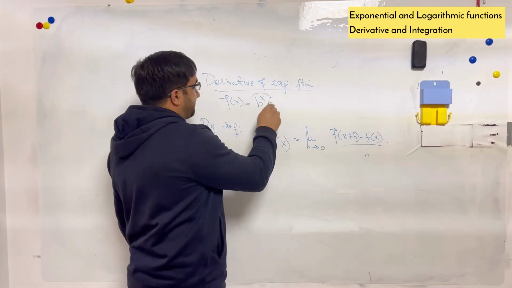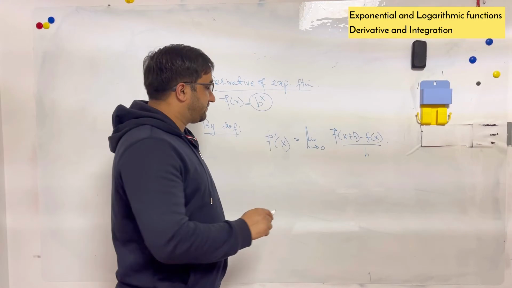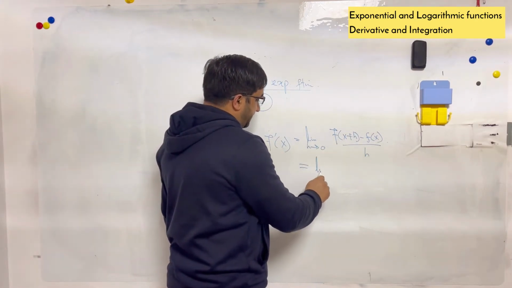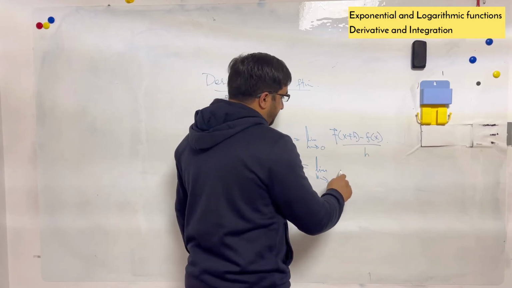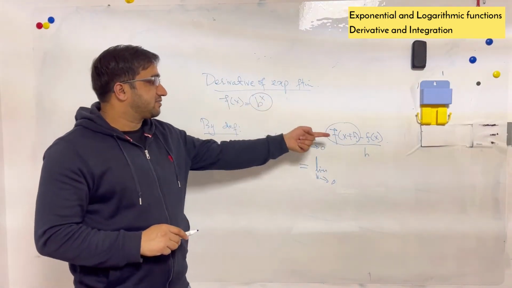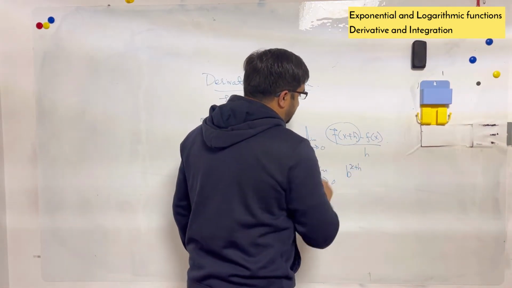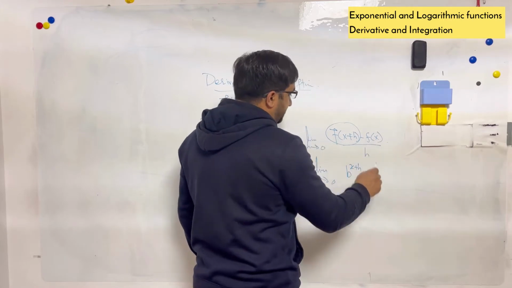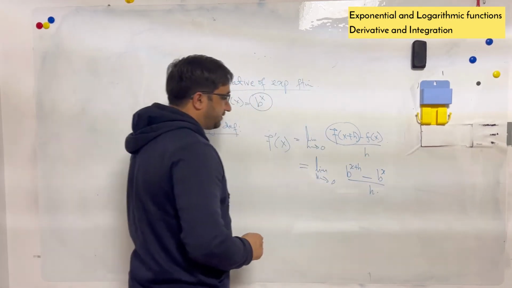This is the formula to find the derivative of a function by definition. But in this case, the function is b raised to the power x, so you can replace f with b to the x. It becomes the limit as h approaches 0. f of x plus h means wherever there is x, replace it with x plus h. So it becomes b raised to the power x plus h minus b raised to the power x, divided by h.